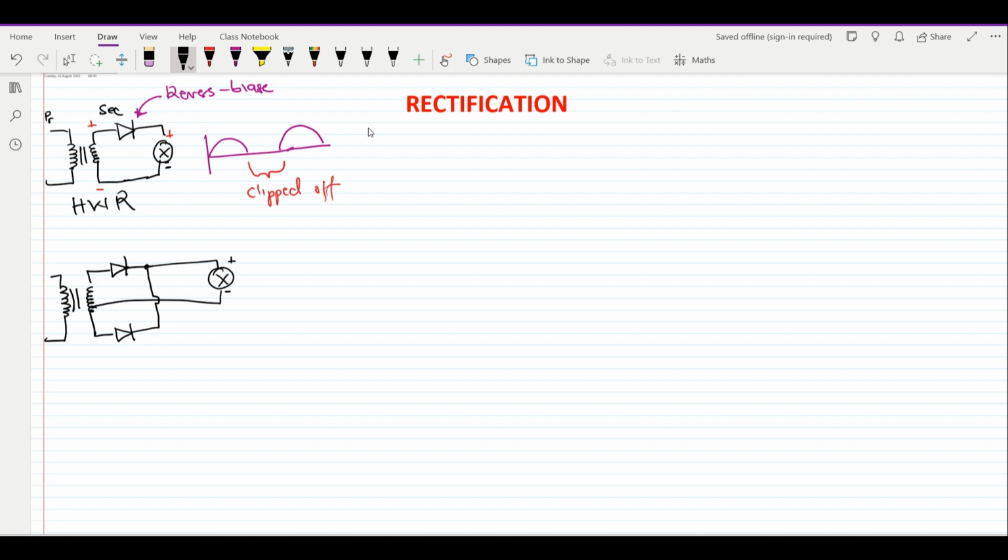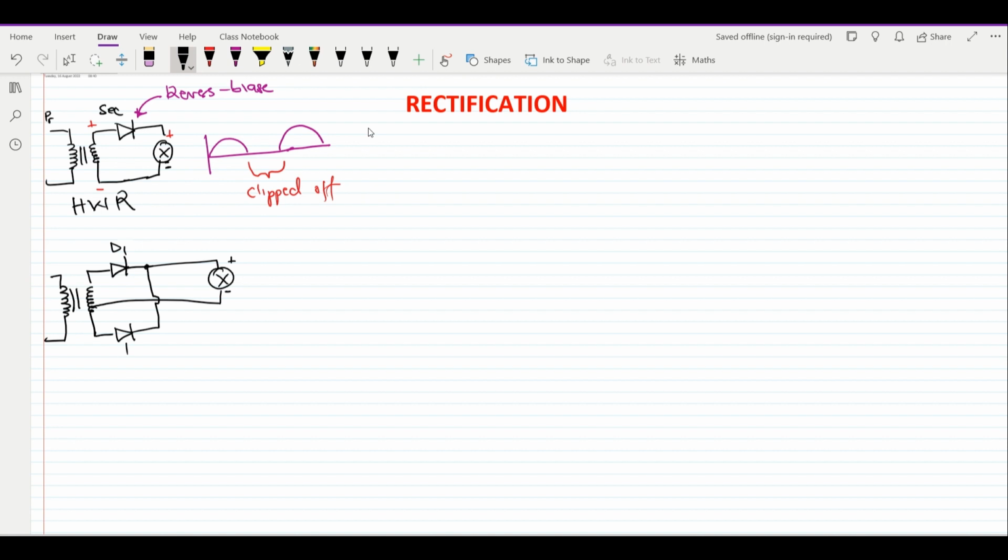Because the bridge rectifier and the center tap rectifier operate the same, they both have the same characteristics and the output is the same. In today's session, we're only going to be discussing the center tap transformer. Perhaps in the future, we can consider discussing the bridge rectifier. Now, what exactly is happening here?